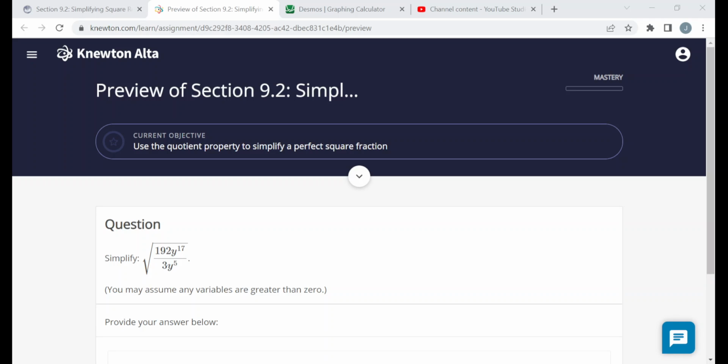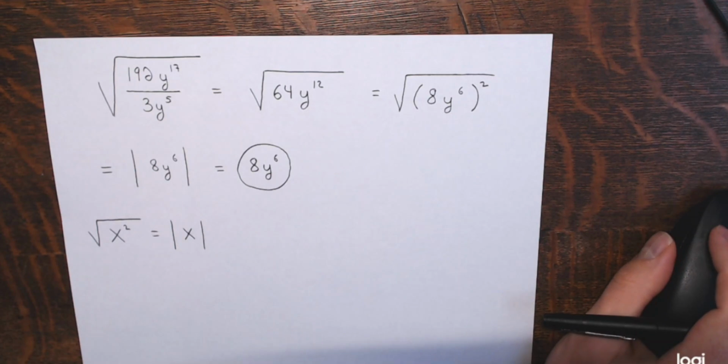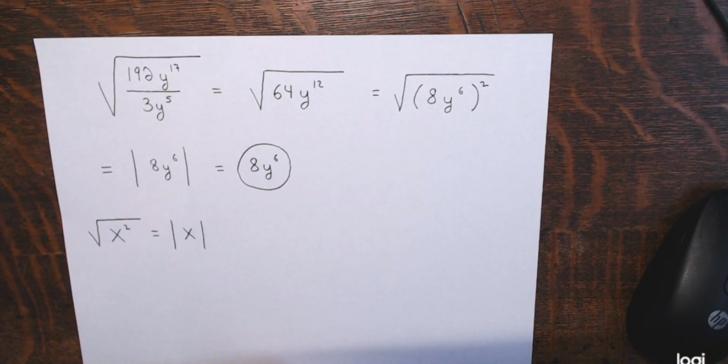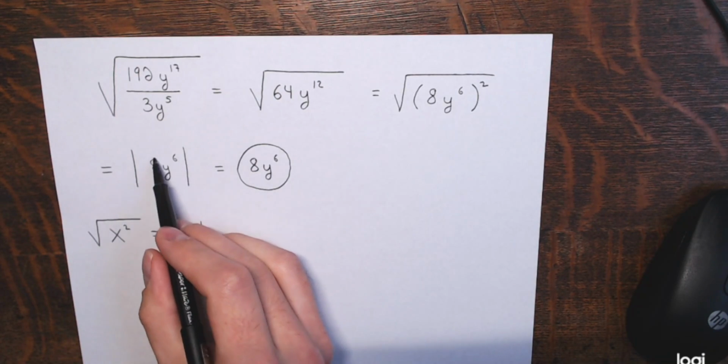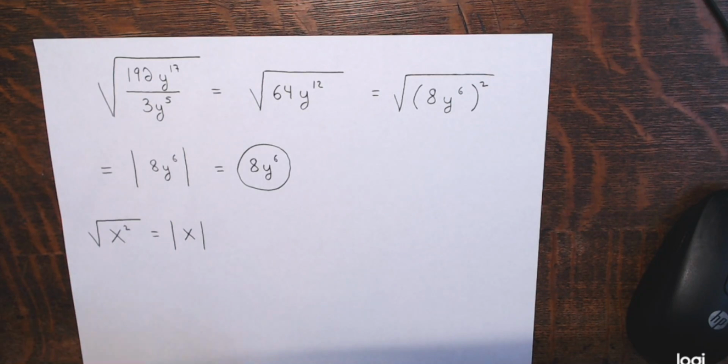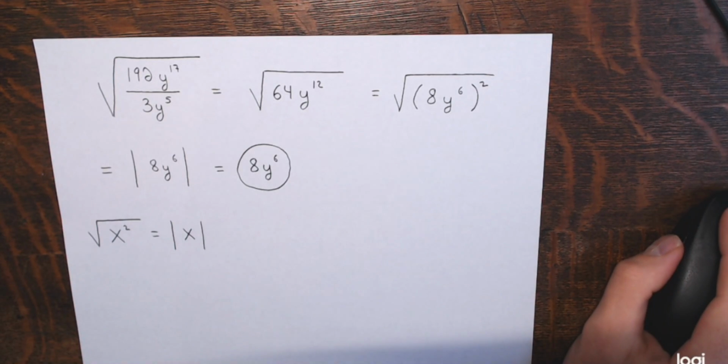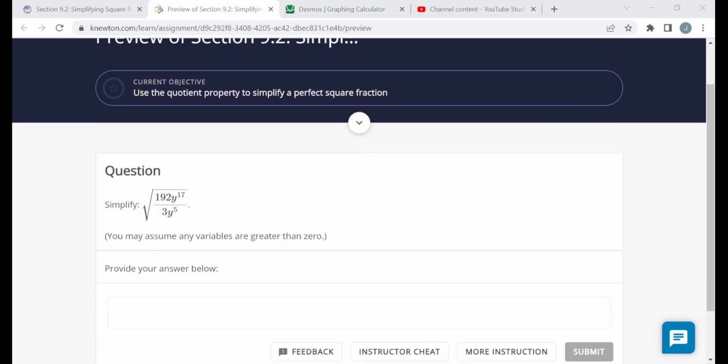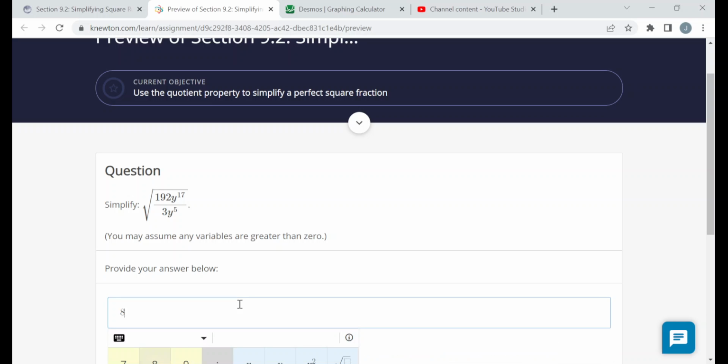Now you can also see from the instructions, they're telling us in all these problems, or at least this one, you may assume any variables are greater than 0. So they're already telling us that the variables are representing numbers that aren't negative, they are positive. So this expression represents a positive number, so I don't need the absolute value symbols at all. So the final result here would be 8y to the 6th. Not 8y squared, 8y to the 6th.